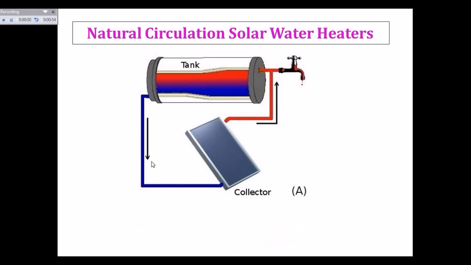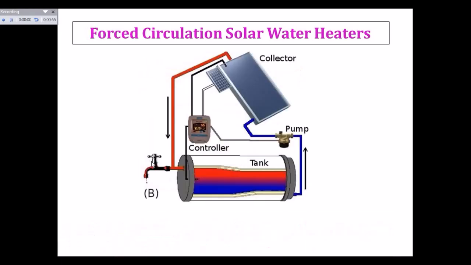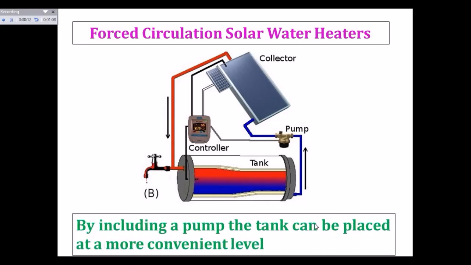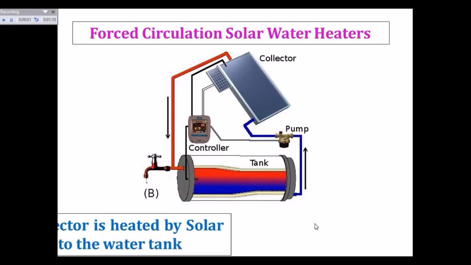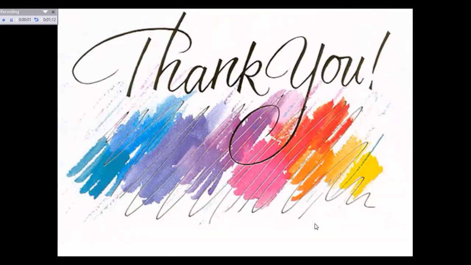And that is about the forced circulation solar water heater, in which you have a pump for circulating the water. So here the water tank can be placed anywhere conveniently. So that is the advantage of the forced circulation system. That's all. So this is a simple presentation I have created.